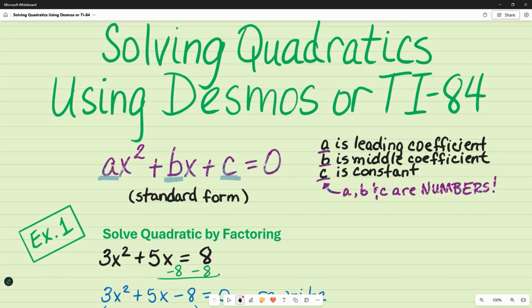Today I will discuss solving quadratics using Desmos or TI-84. The first thing that you want to remember is the standard form of a quadratic is shown here, where A, B, and C represent numbers only. If you do not see anything in front of x squared, it's understood to be a 1.